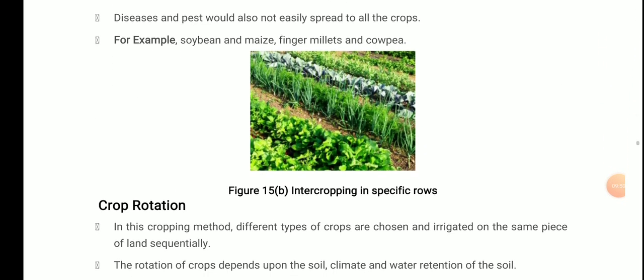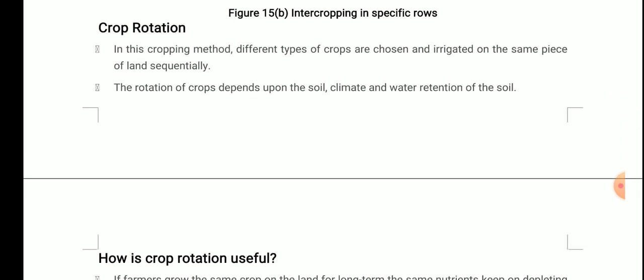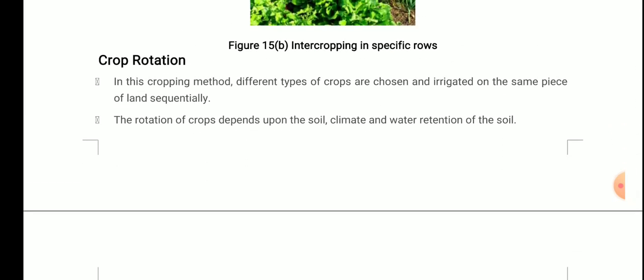Let's move on to the next, crop rotation. In this cropping method, different types of crops are chosen and irrigated on the same piece of land sequentially. The rotation of crops depends upon the soil, climate, and water retention of the soil. Clear? Different types of crops are chosen and grown sequentially, not together. And the rotation of the crops depends upon soil, climate, and water retention of the soil.